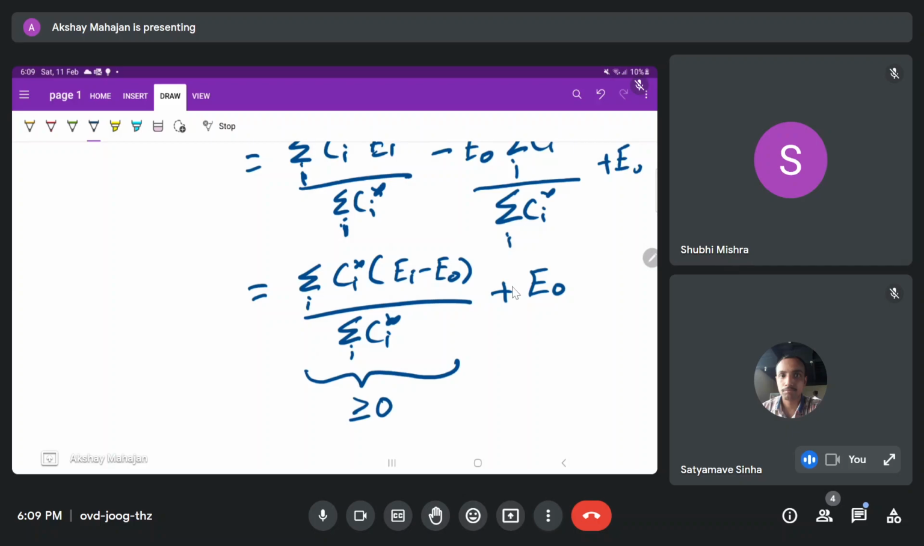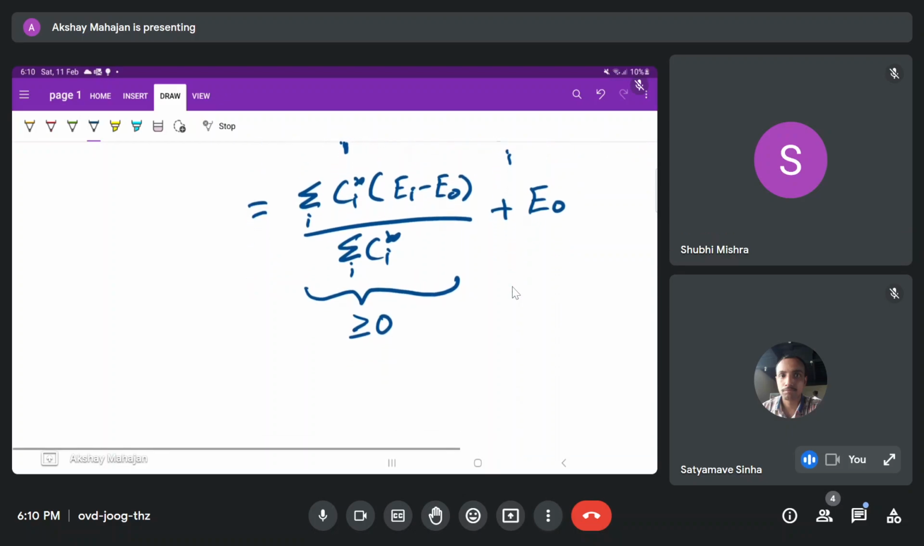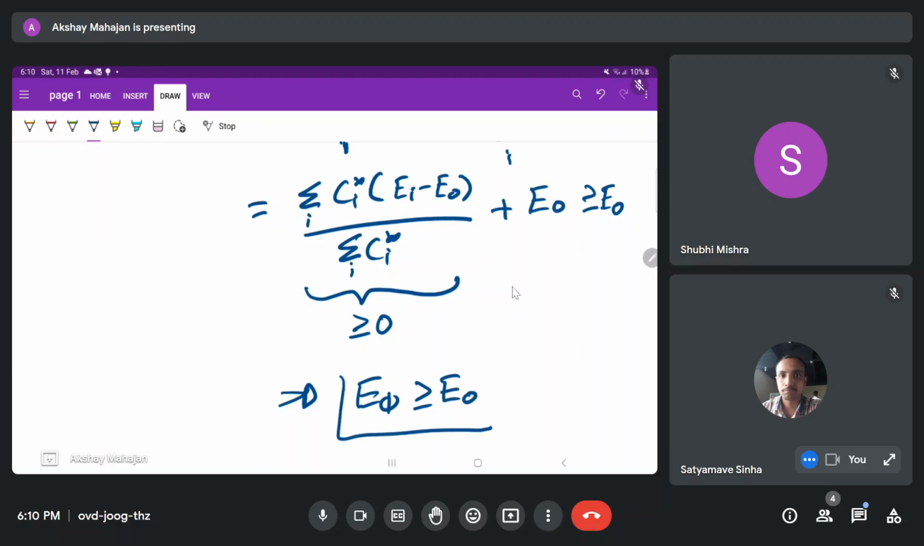Here we can see that this value is always greater than or equal to 0, because all the energy values are larger than E naught, the ground state energy value, and then you have plus E naught as well. So overall this energy is greater than or equal to E naught. So E phi is greater than or equal to E naught. That is what the variational principle gives you: an upper bound on your ground state energy.